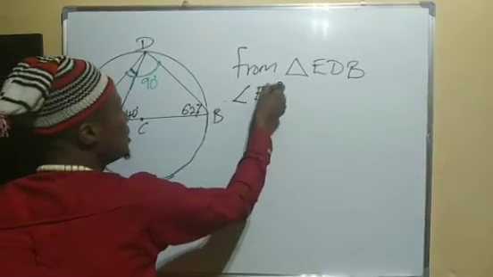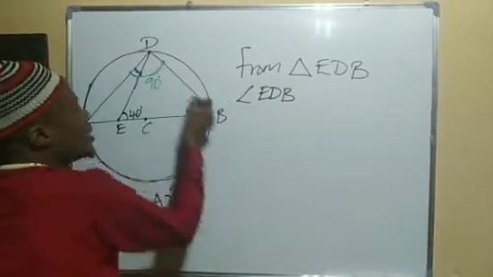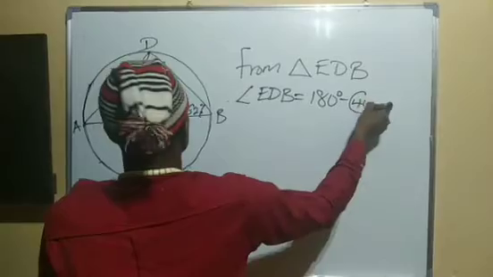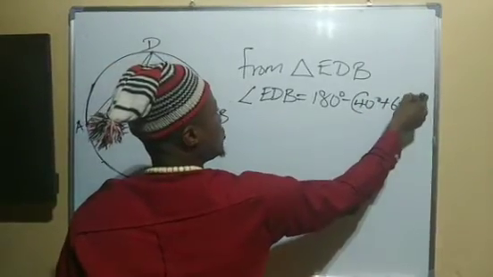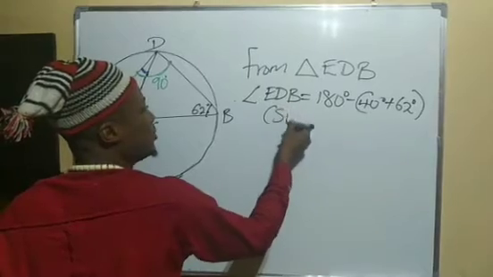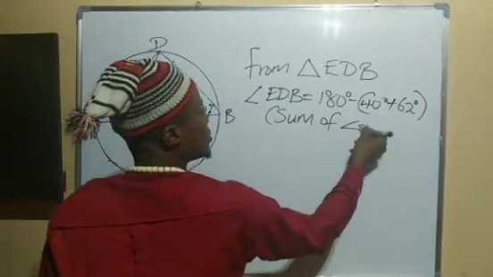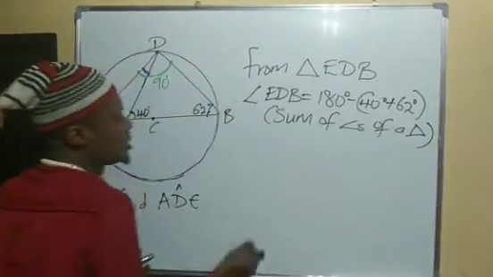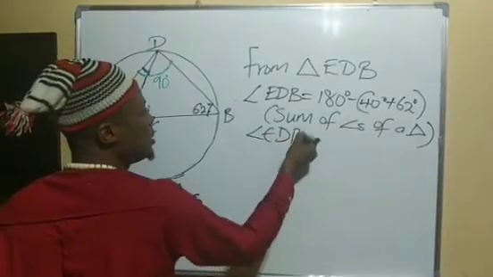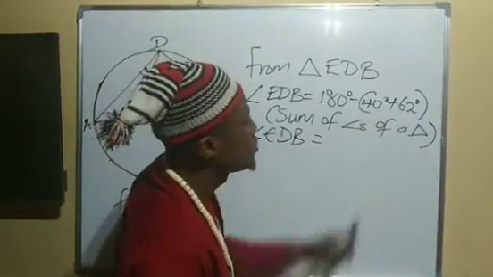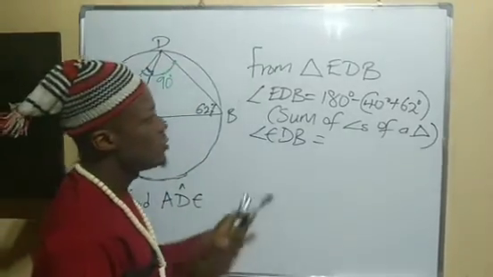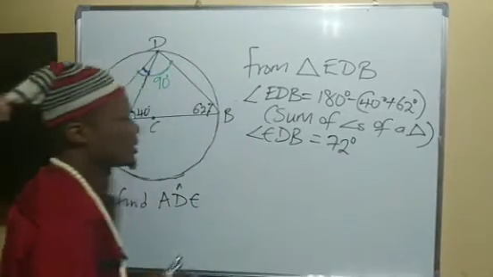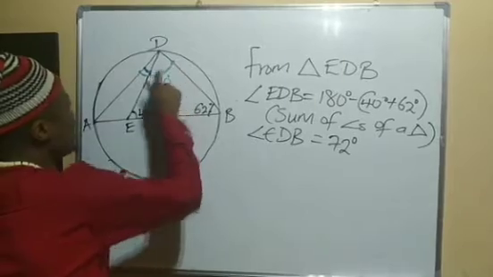Angle EDB, which is this angle here, is equivalent to 180 degrees minus the sum of these two, 40 degrees and 62 degrees. Reason: sum of angles of a triangle is 180 degrees. So if I add 40 and 62, I get 102. If I remove 102 from 180 degrees, I'm left with 72 degrees. So this angle here is 72 degrees.